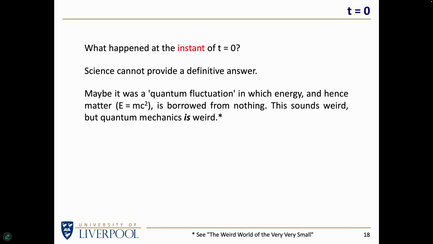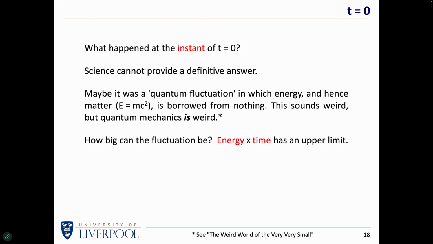Now, the idea of borrowing energy, or indeed matter, from nothing sounds really weird. Surely you can't get something for nothing. Well, yes, you can, according to quantum theory. And yes, it sounds weird, but then quantum mechanics, which describes how quantum theory works, is weird, and that's the subject of a completely different talk. And if you're allowed to borrow energy from nothing, and E equals mc squared, so if you borrow energy, you can make matter. If you borrow matter, you can make energy. That means effectively you can borrow from nothing and make as much stuff as you like.